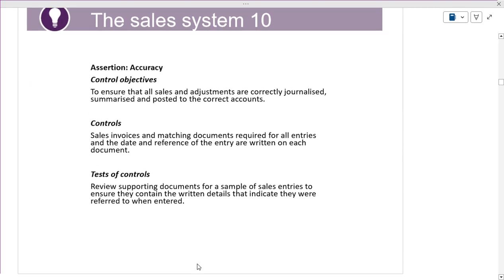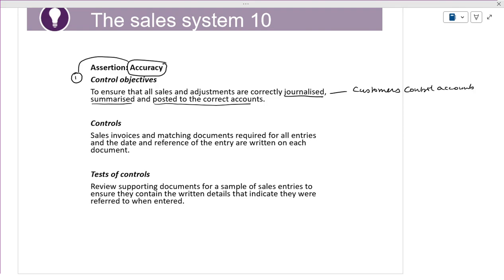Accuracy, that is mathematical accuracy. This is the third assertion. What is accuracy? To ensure sales and adjustments are correctly generalized, summarized and posted to the correct accounts. Correct accounts in terms of customers. Specific control: you will have customer control accounts. Every bank customer has a unique account number. Is that the correct account?